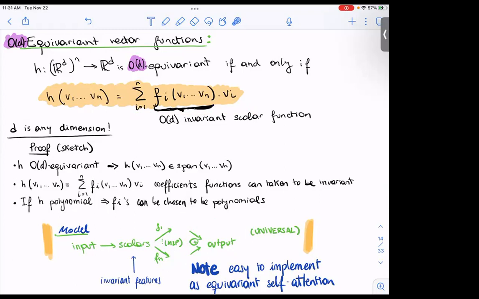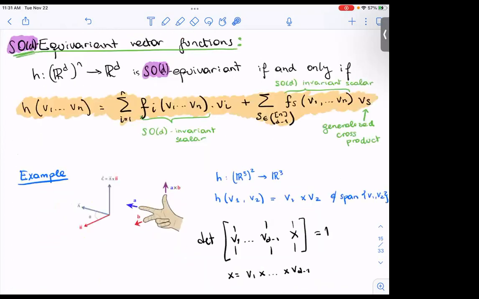So that's it. And then this can be generalized to other groups. I just gave you the example of how it works for O(d) because it's the simplest thing to write. But if we look at just rotations, not rotations and reflections, then it looks very similar, but you have some extra terms that show up in the characterization. In the example before, any equivariant function needed to be in the span of the inputs. But when you look at rotations, that's not true.